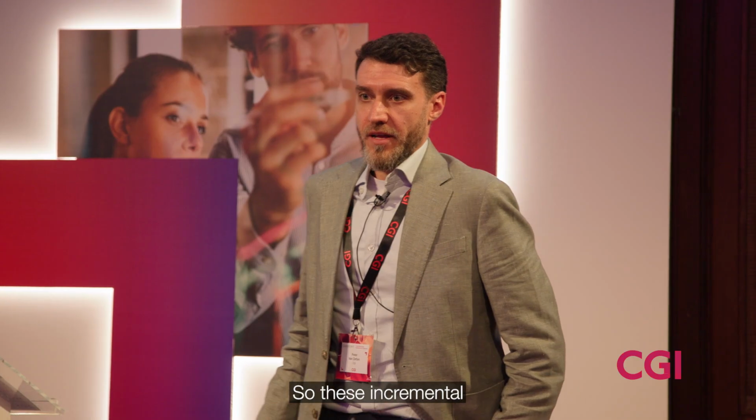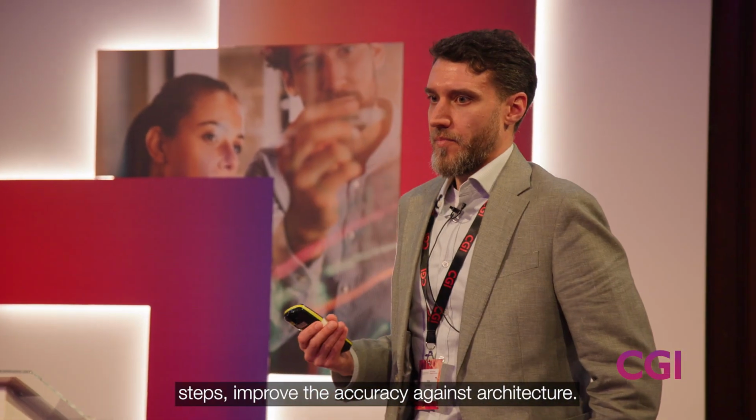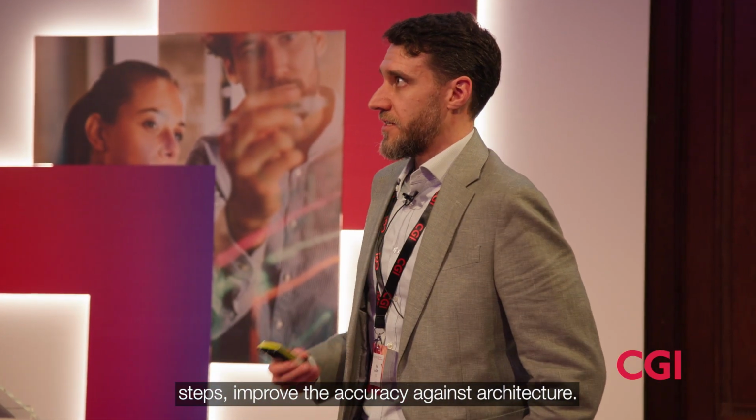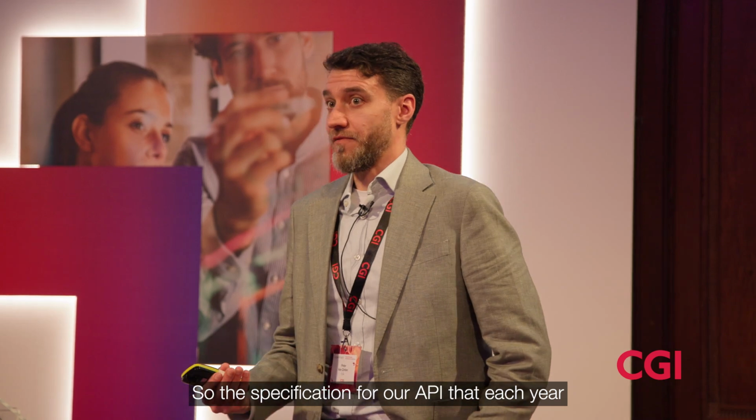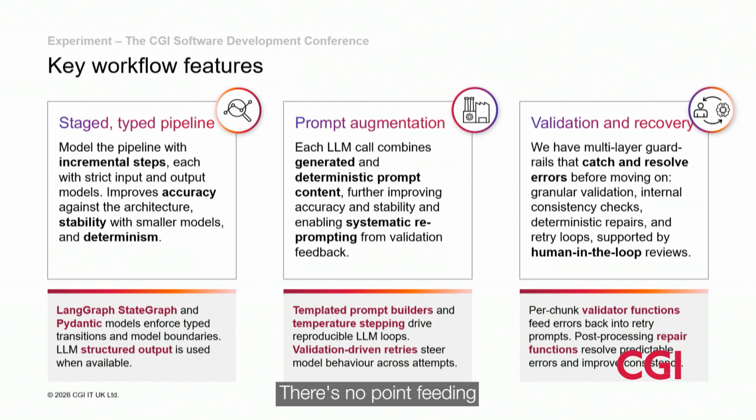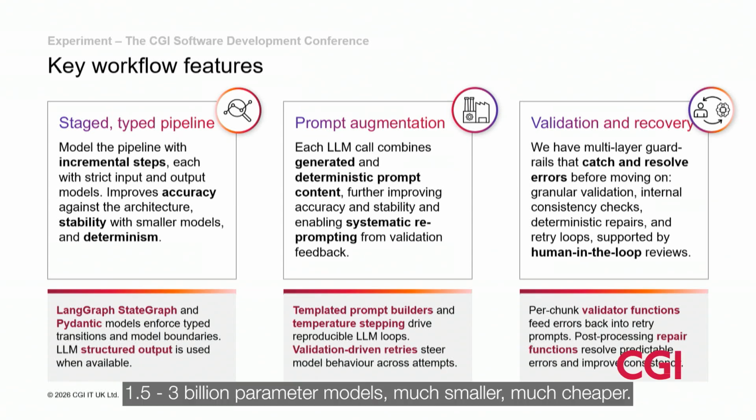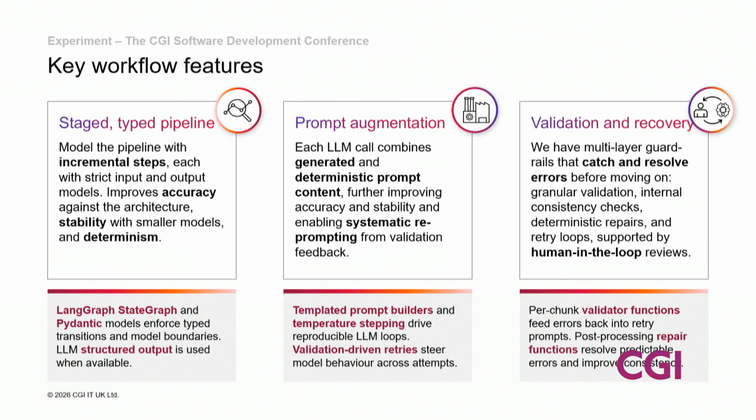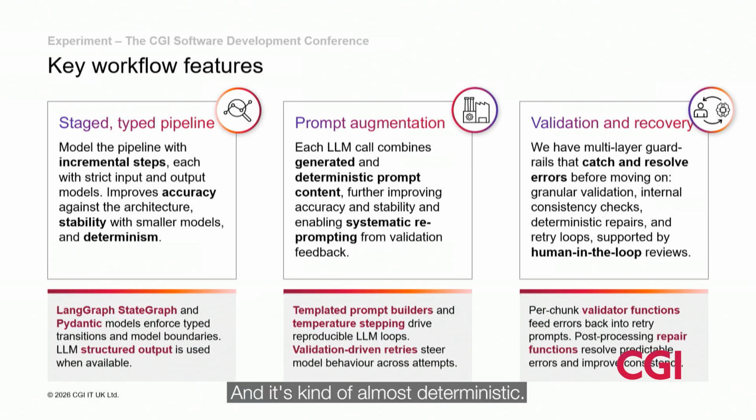So these incremental steps improve the accuracy against our target architecture, so the specification for our API, the DTO. We get much better results by doing smaller pieces. We get stability with smaller models. There's no point feeding this into a massive 30 billion parameter model. In fact, we get much better results on 1.5, 3 billion parameter models, much smaller, much cheaper. And it's almost deterministic now.